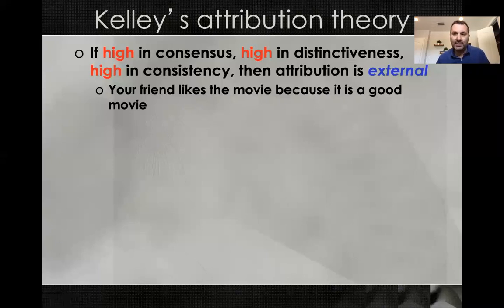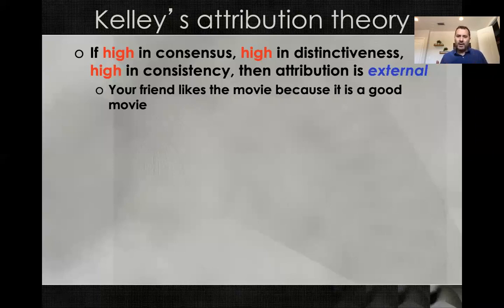If the behavior is high in distinctiveness, then that means that usually your friend hates most movies, but they really like this one. And high in consistency simply means that your friend always raves about this movie every time they see it. And you can tell at a common sense level what's probably happening here: that the movie's really good, right? Your friend is raving about the movie because there's something about the movie that makes it really good. Okay, so that's an external attribution.